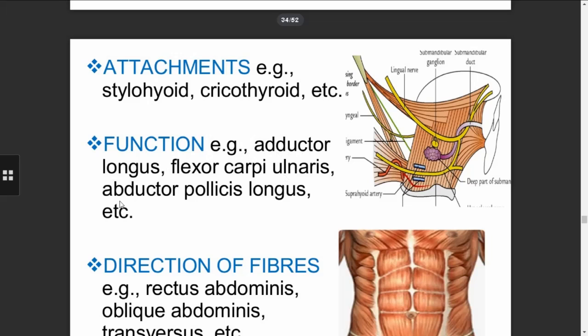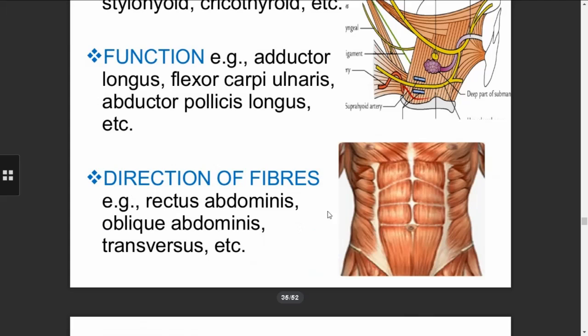On the basis of their function: adductor longus, flexor carpi ulnaris, meaning the adductor will cause adduction, flexor will cause flexion, abductor pollicis longus means it will cause abduction. Direction of fibers means that on the basis of direction we have named some muscles, like rectus abdominis, toward the rectum direction. Oblique abdominis, this is the oblique abdominis, going obliquely transverse.